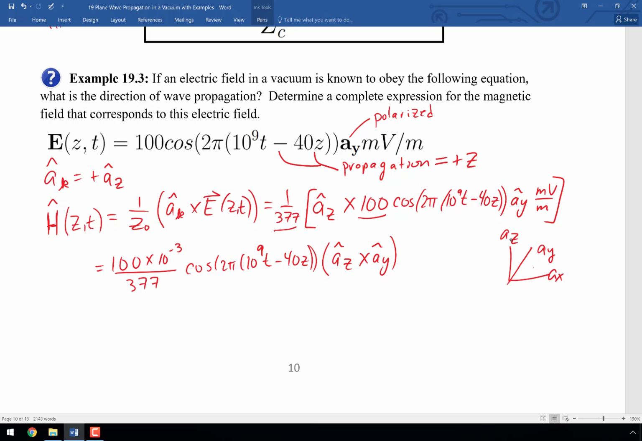So now if I put my fingers in the direction of A sub z and curl them in the direction of A sub y, so I start out by pointing them in this direction, and then they end up by pointing in this direction, and my thumb points in this direction.